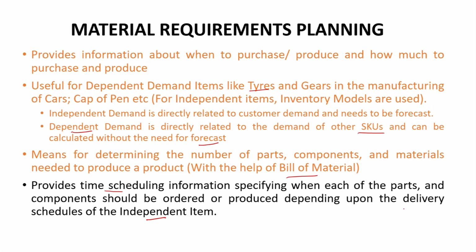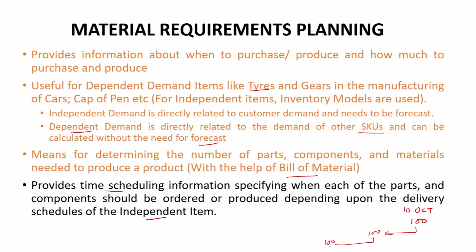on 10th of October a certain number of units of car. Then based on the lead time, you will decide when I should start the manufacturing of this. Based on that, you will see when I should go for the procurement of the components and parts and tires, etc. So, depending upon the lead time, depending upon the bill of material, you have to decide that. So, it provides the time scheduling information also, that is why it is called management information system also.